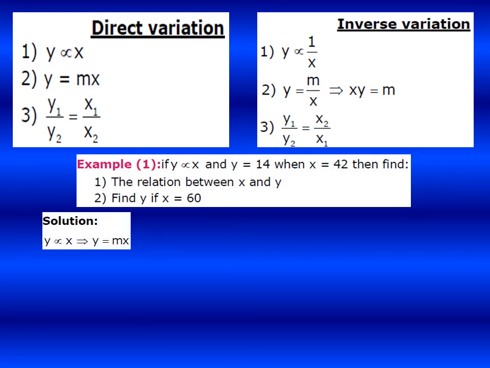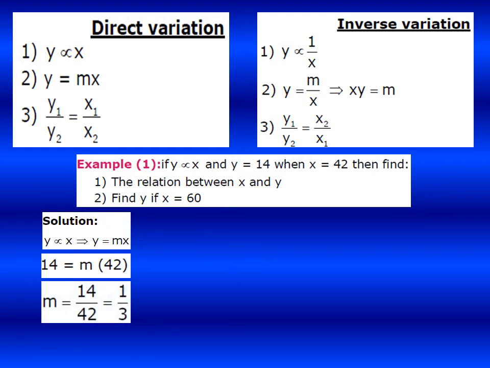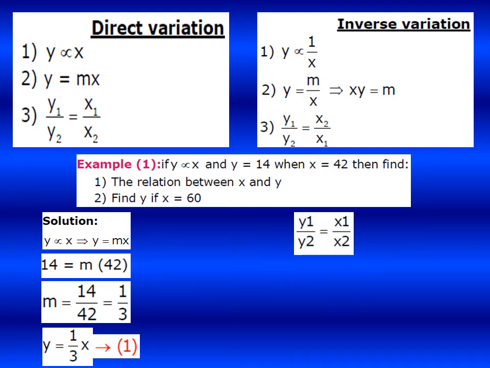Solution. If y varies directly with x, then y equals mx. Substitute y by 14 and x by 42. Then 14 equals m multiplied by 42. Then m equals 14 divided by 42 equals one third. Then the relation between x and y is y equals one third x. This is the first required.